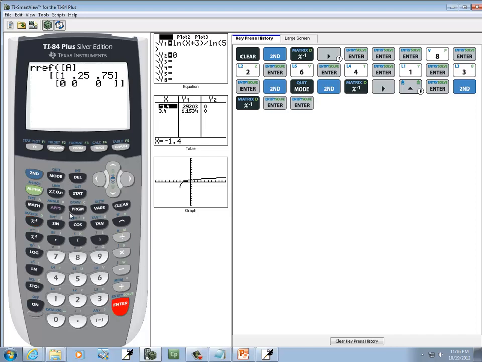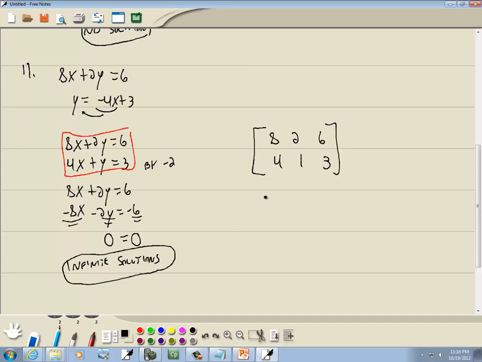We got decimals, but we know how to handle those. Math, enter, enter. And look what we got. We got 1, 1/4, 3/4, and 0, 0, 0. Now it's two equations, two variables. So if we look at our first 2 by 2, we don't have our diagonal ones, zeros everywhere else, which means it's one of our oddball cases. It's either no solution or infinite solutions.